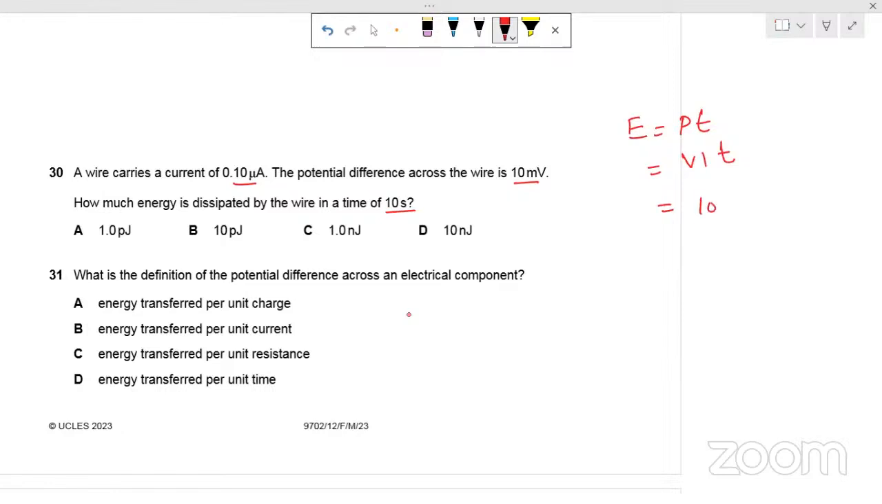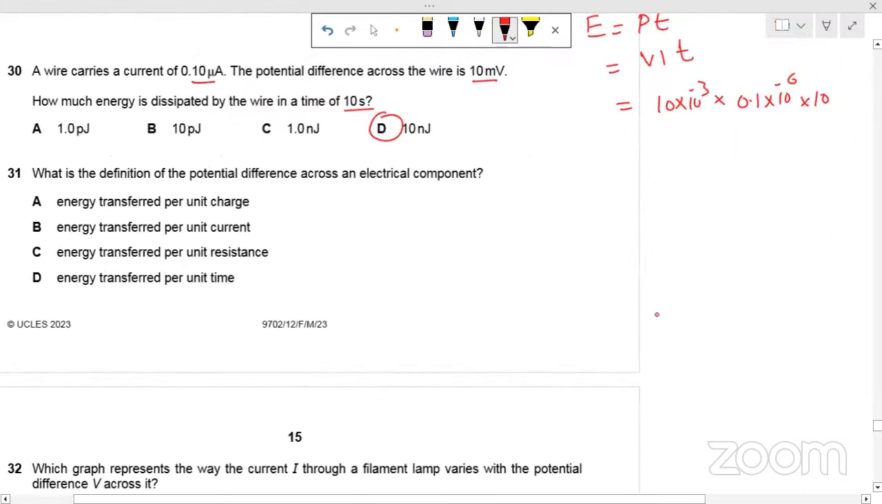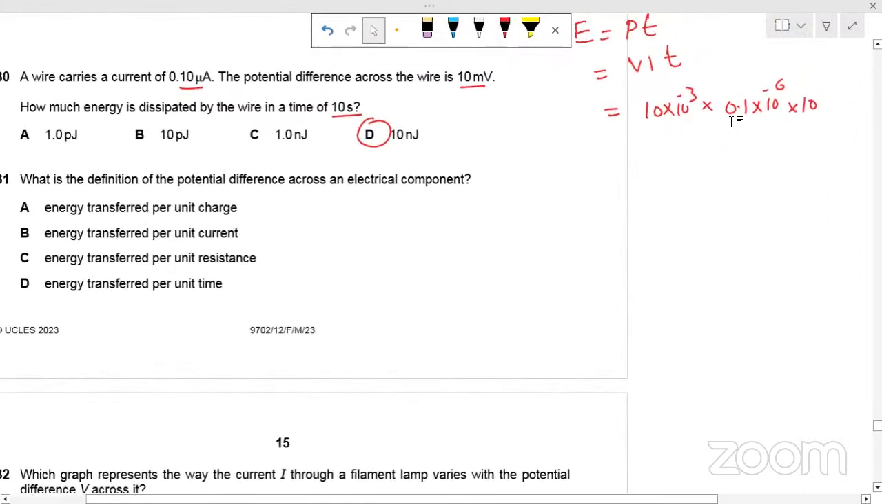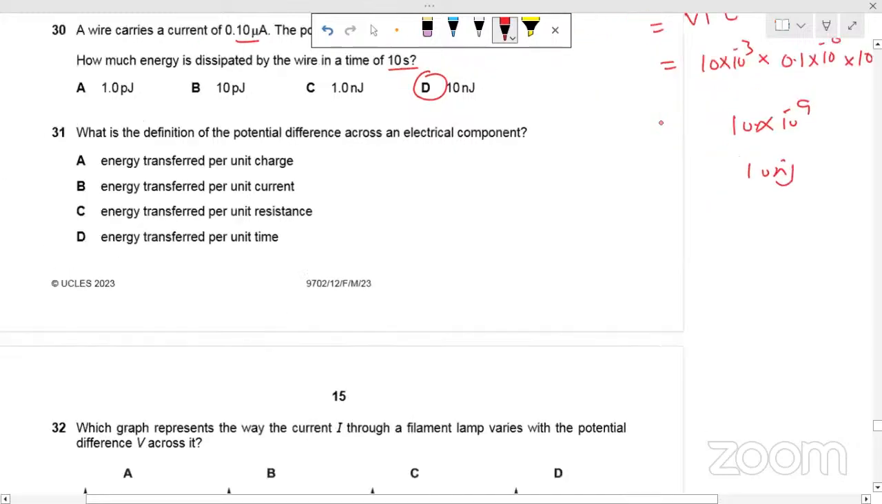So voltage is 10 millivolt, current is 0.1 times 10 to the power minus 6, time is 10 seconds. So you will use this to calculate this. So the answer is D. You will convert in nanojoule. This is 10, 10, this will cancel out. So 10 times 10 to the power minus 9. That is 10 nanojoule.